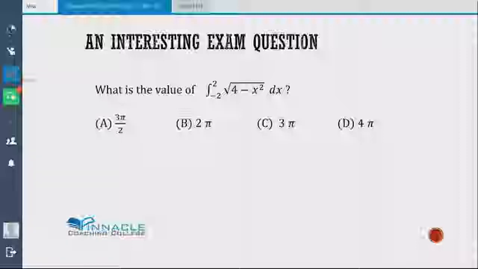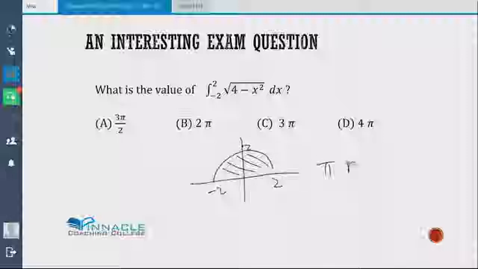Okay, so it looks like the overwhelming majority went for option 2, which is B. I think there's also a couple who got D. Let's have a look. All right, so the trick here for this one is you're not meant to integrate this. So those who attempt to integrate this, you would have gone down the wrong path. This is actually a semicircle of radius 2.